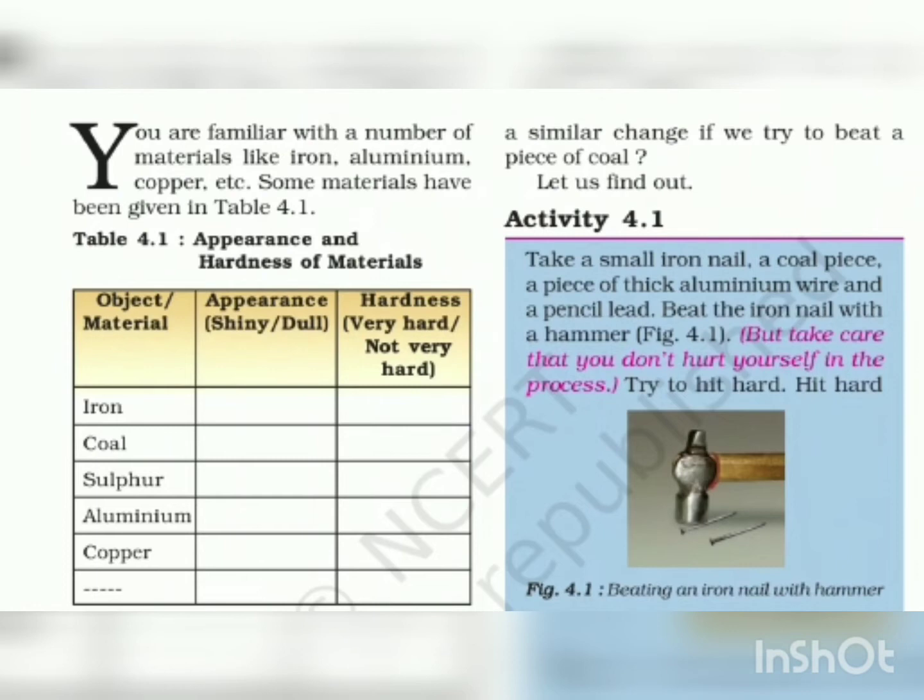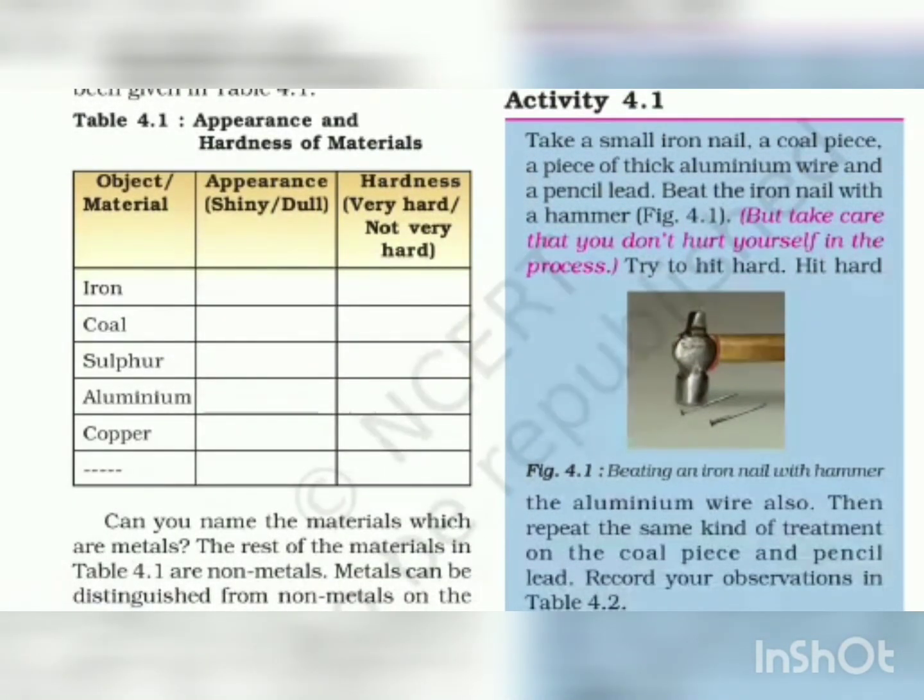When we see coal, what is that? It is very dull in color and it is not very hard. The same with sulfur. It is also dull in color and not very hard. Now when it comes to aluminium, the appearance is shiny and it is very hard. When it comes to copper, again the appearance is shiny and it is hard.